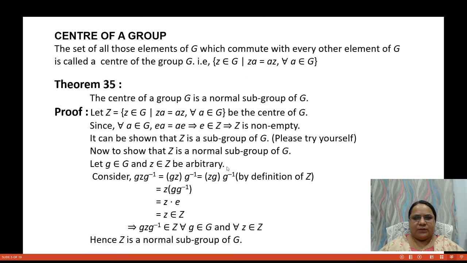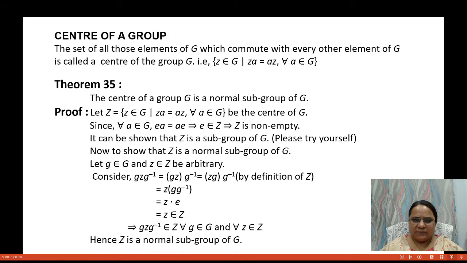Now we have the definition of the center of a group. The set of all those elements of G which commute with every other element of G is called the center of the group. That is, if z belongs to G, then za is equal to az for all a belongs to G. If this condition is satisfied, then it is called the center of the group.